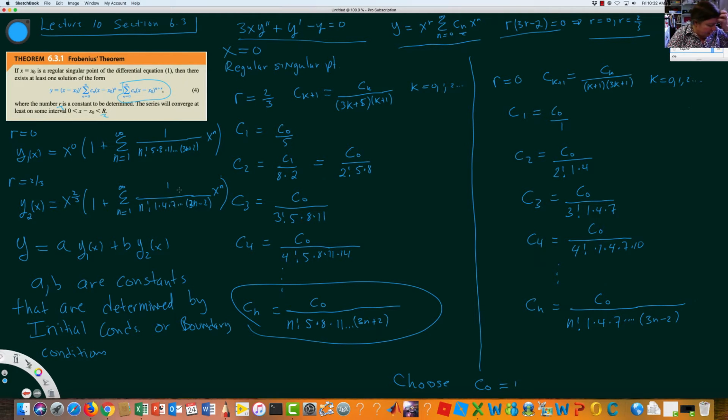Now remember, we can't always get two solutions directly out of this method. That's what the Frobenius theorem says. It says at least one solution you can get that has that form. So good, but we're not guaranteed to get that solution, right? All right, so let's take a look at a little bit more detail into this method, right?